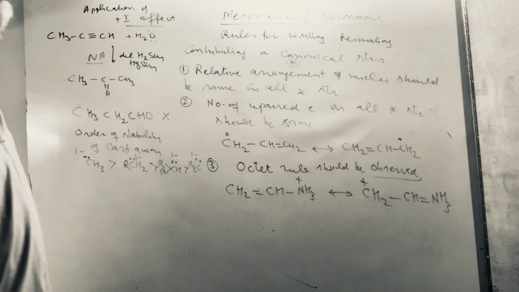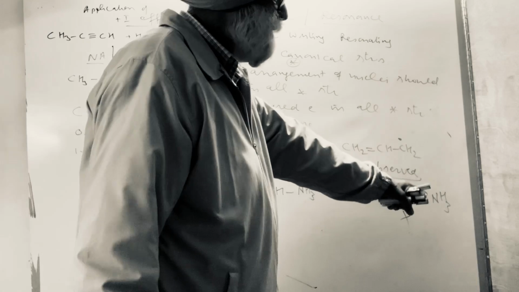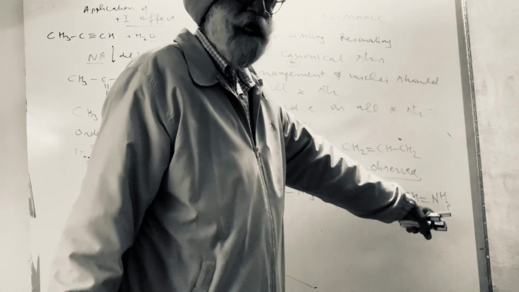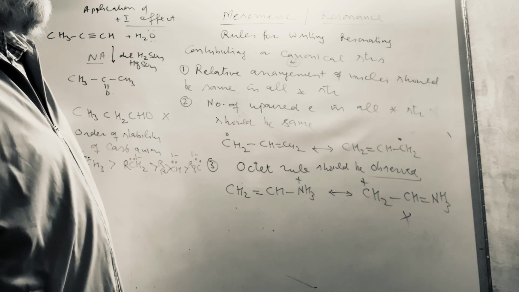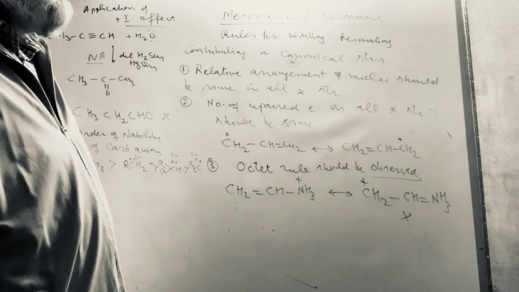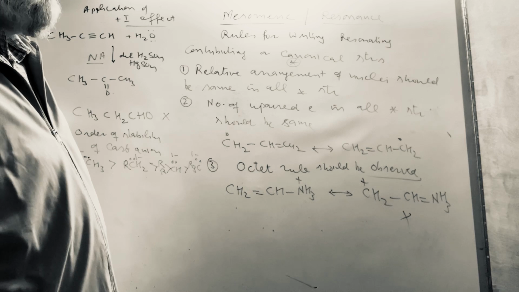So here this structure is wrong. Why is this wrong? Because in this case nitrogen is surrounded by 10 electrons. So this octet rule is not observed. So nitrogen cannot be surrounded by 10 electrons.